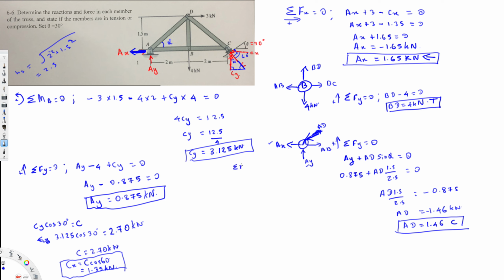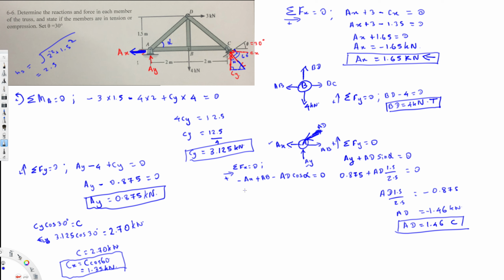Let's say sigma Fx is equal to 0 in statics. If I take this direction positive and solve for the horizontal forces, it's going to be negative Ax, and then we have positive AB, and negative AD cos alpha, AD cos alpha equal to 0.